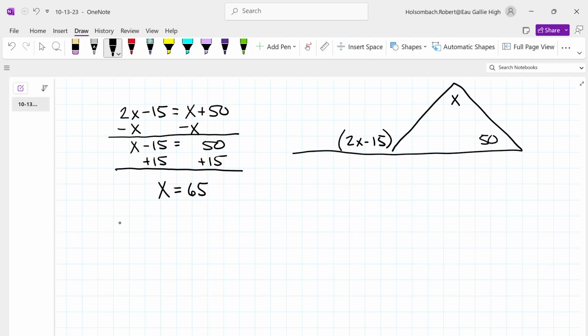So if our x is equal to 65 and we need the measure of this exterior angle, we're going to take 2 times 65 and subtract 15 from it. So 130 minus 15 is 115. So this exterior angle is 115 degrees. This remote interior angle x, well, it's 65.